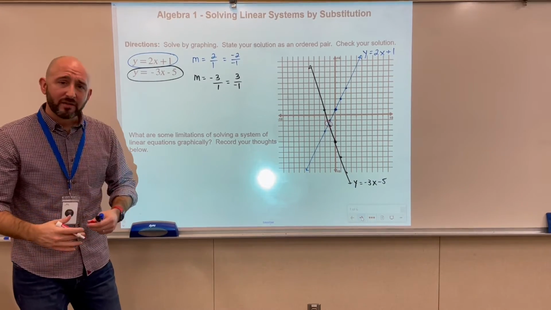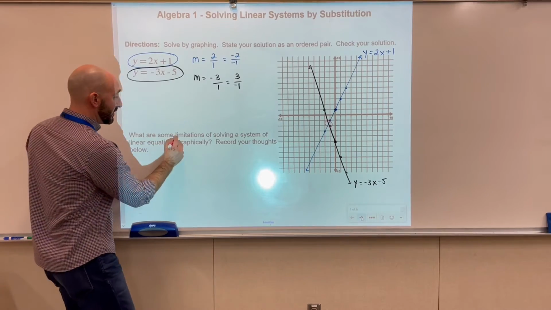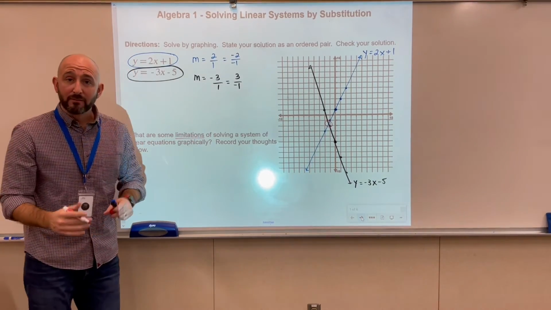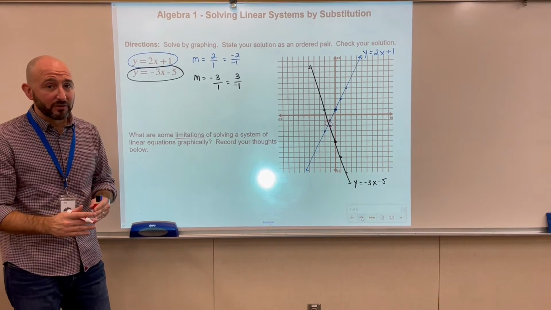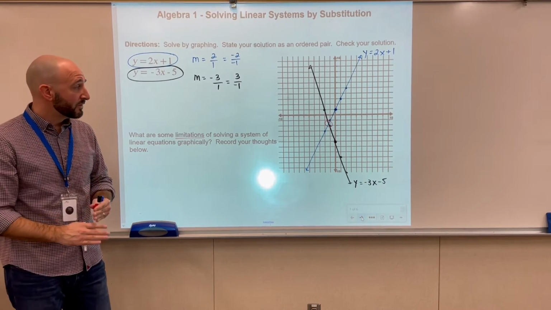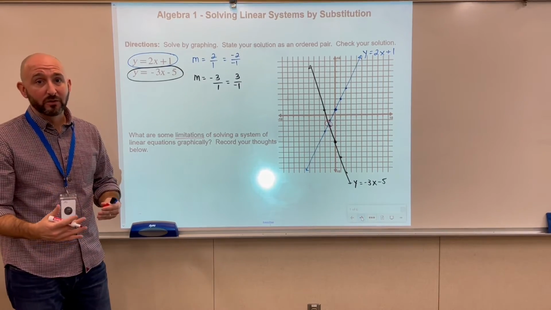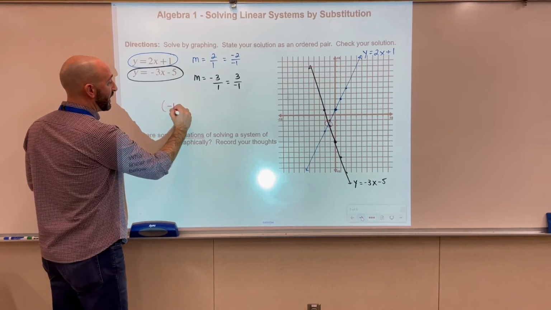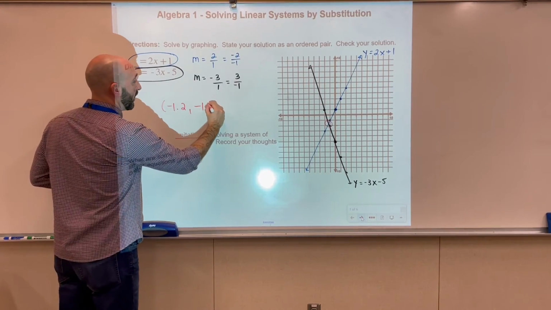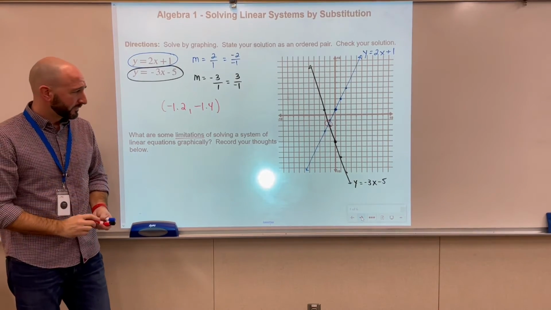So what I'm doing is I'm estimating. I'm not getting an exact solution. And this is one of the biggest limitations for solving a system of equations graphically. If the lines don't intersect at nice integer values, then you're stuck and you're actually estimating the solutions. So here, the actual solution to this system is negative 1.2, negative 1.4, and I checked that graphically using Desmos.